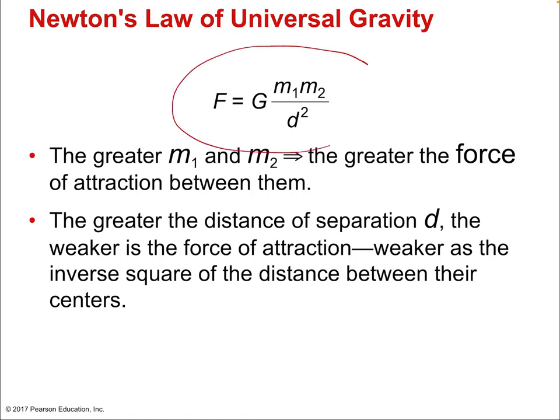So here it is again in equation form, the universal law of gravitation. The greater the values of M1 and M2, the greater the force. So if either of those values are large, or if they're both large, then there's a much larger force. It's always a force of attraction. The greater the distance of separation, the weaker the force. In fact, it falls off with the square. So if I double the distance, then I've cut the force by a fourth. If I triple the distance, then I've cut the force by a ninth, because I have to remember to square it and then divide by that square.